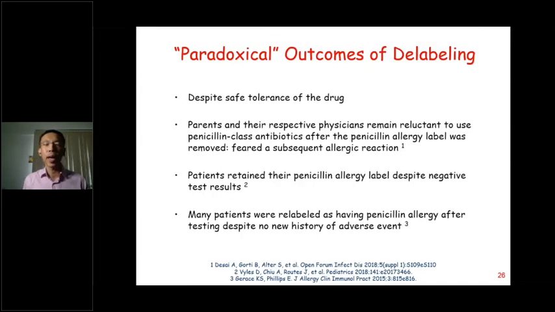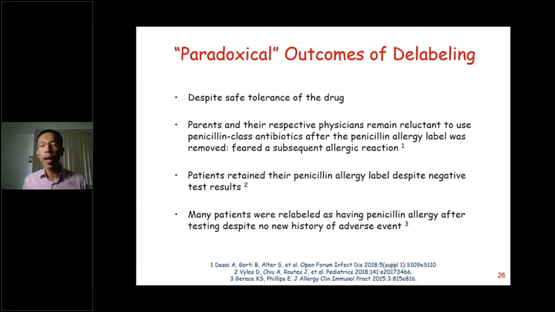So what are the so-called paradoxical outcomes of delabeling? One would expect that if you delabel a patient, the patient would then be reassured, and happily subsequently take the medicine with little fear of recurrence of an adverse reaction. But the paradox is that sometimes you'll find that despite safe tolerance of the drug, there will be patients, or even their physicians, or even the parents, who remain reluctant to use the drug. In particular, there are quite a number of studies on penicillin allergy delabeling.